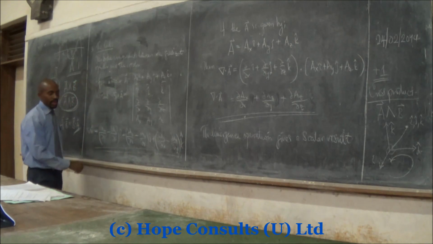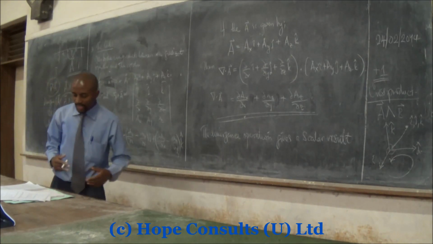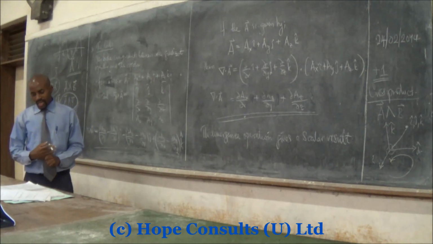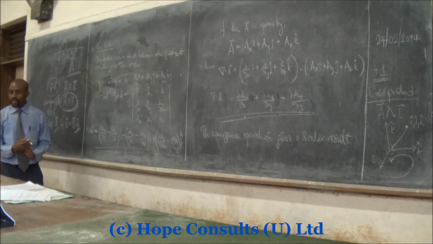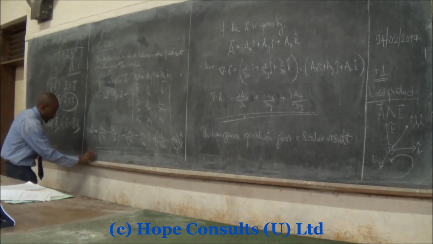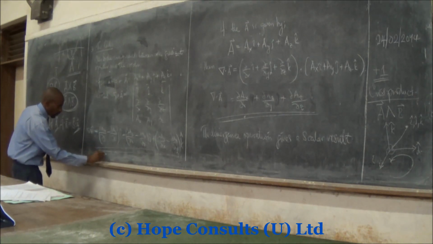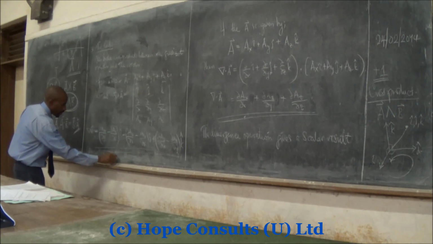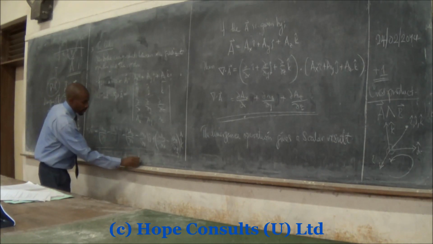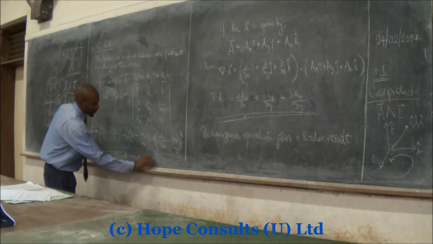And the cross product, the curl of a vector, has a vector result.